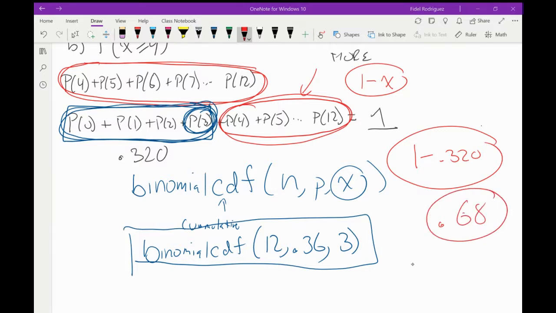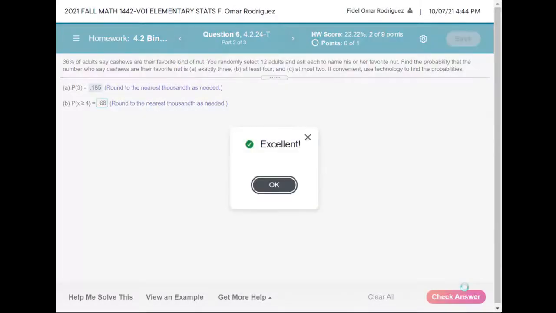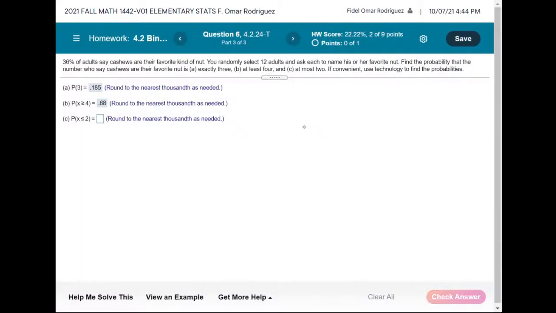Okay. Let me stop sharing this part. Let me come back over here to my problem. And right here, I'm going to type in 0.68. I'm going to check it. We got it. Okay. And then let's do part C, and then we'll be done.